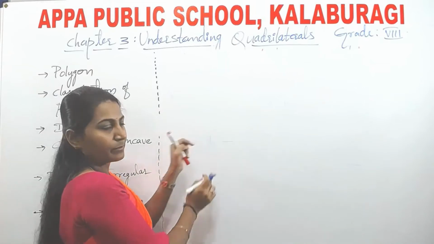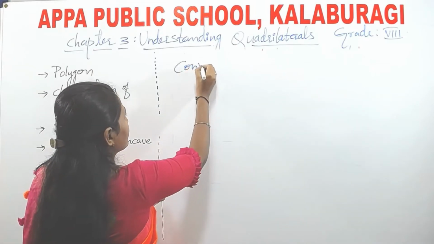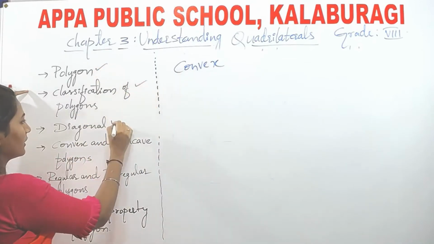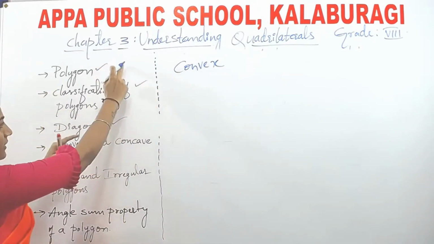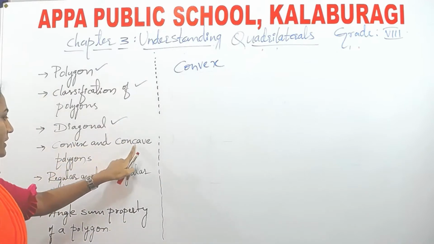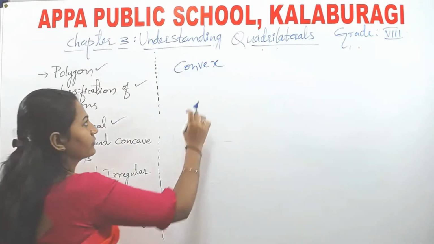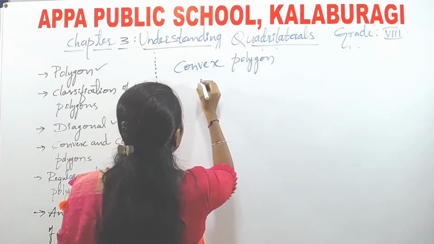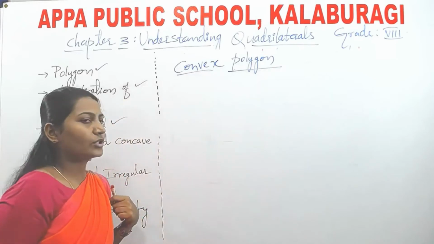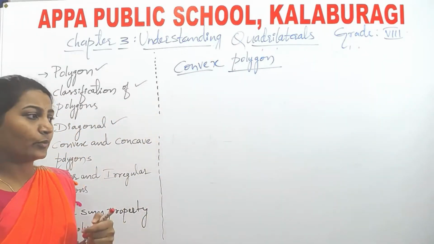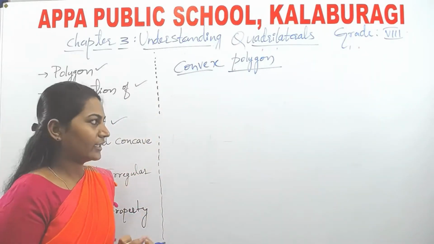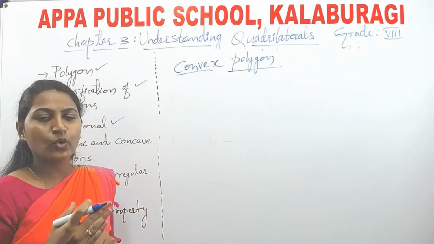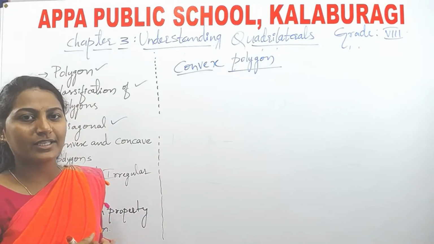Let me explain it one by one. First, let's see the convex polygon. We have already done polygon, classification of polygon and diagonal, so these 3 things are completed. Coming to convex and concave polygons, first is the convex polygon. You already know the definition of a polygon. Now, what is a convex polygon? I will tell you. A convex polygon is a polygon which has no portion of diagonals in its exterior.